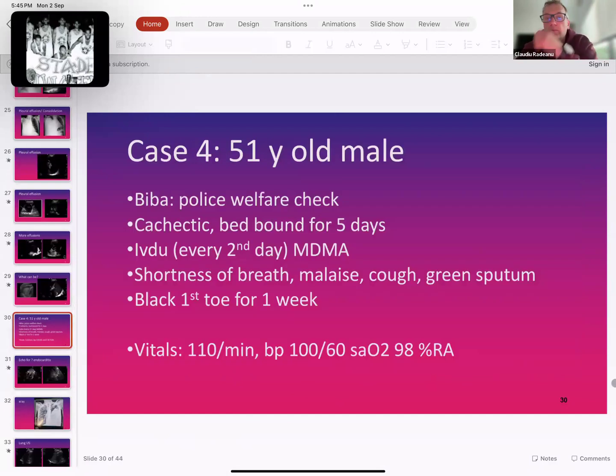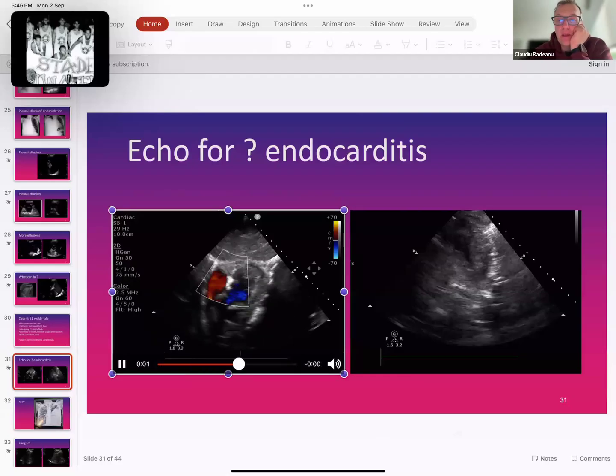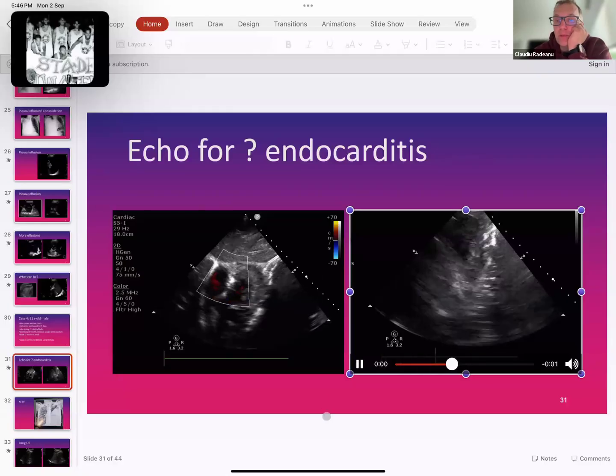All right, this is an interesting case. I have a 51 year old gentleman who was found bedbound. He was using drugs nearly every day, and he was found in bed, unable to move. He was complaining of shortness of breath, cough, and a lot of sputum. His numbers were not too bad, but he looked terrible. He looked very cachectic. Given the drug use, initially I thought he might have endocarditis, but this might be a tricky one to pick up.